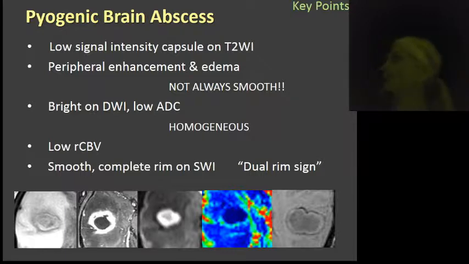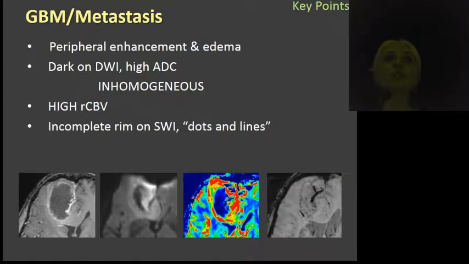RCBV. On the other side, we will have necrotic GBMs and metastases. They will also look ring-like sometimes, but they will have peripheral enhancement and edema. They will be dark on diffusion with high ADC, inhomogeneously. They will have a high RCBV, especially in enhancing tumor parts, and they will not have a complete rim on SWI. They will have some dots and lines.